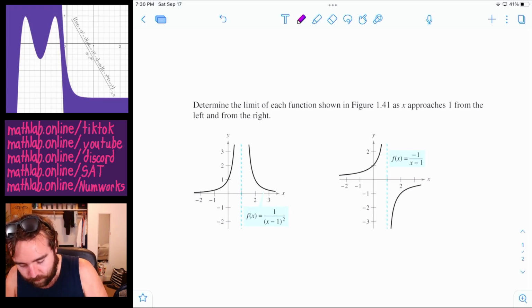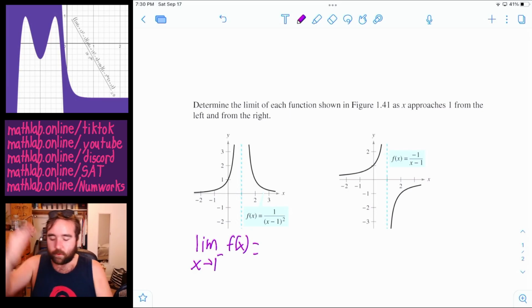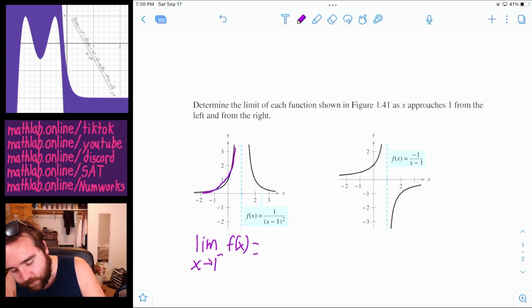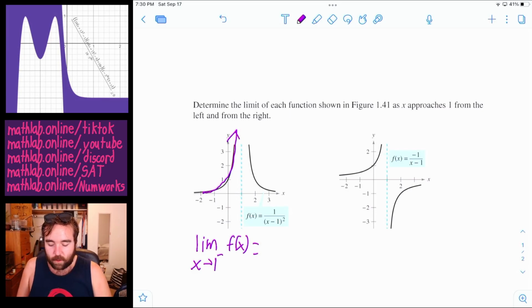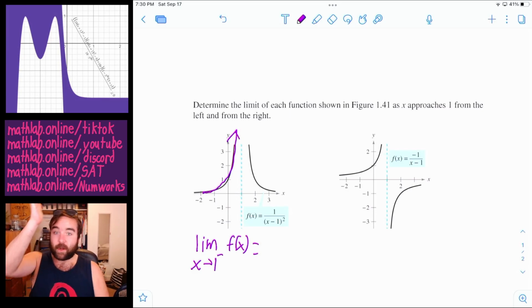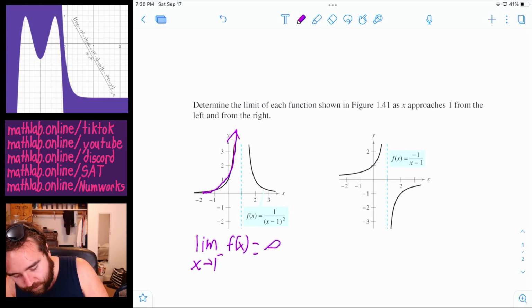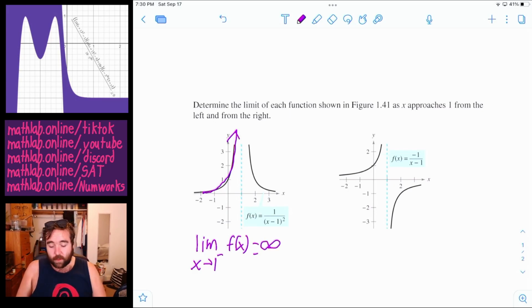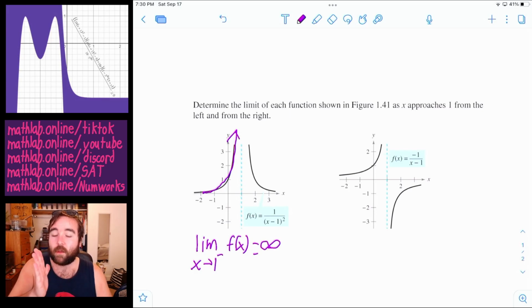So here's our x equals 1. Let's go ahead and use the proper notation. As x approaches 1 from the left of f of x, what do we have? Well, as x approaches 1, you look at the graph from the left side, it's going up all the way to positive infinity. I don't know if it's legal to write that it's equal to infinity, but I'm going to do it anyway, because as x gets closer to 1, what is y getting closer to? From the left side at least, it's getting closer to positive infinity.